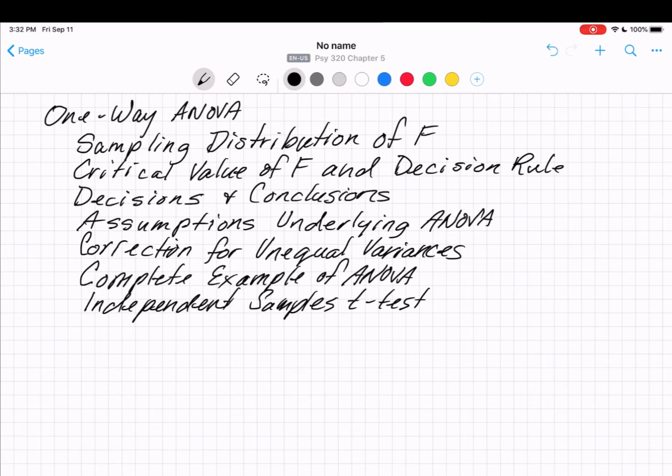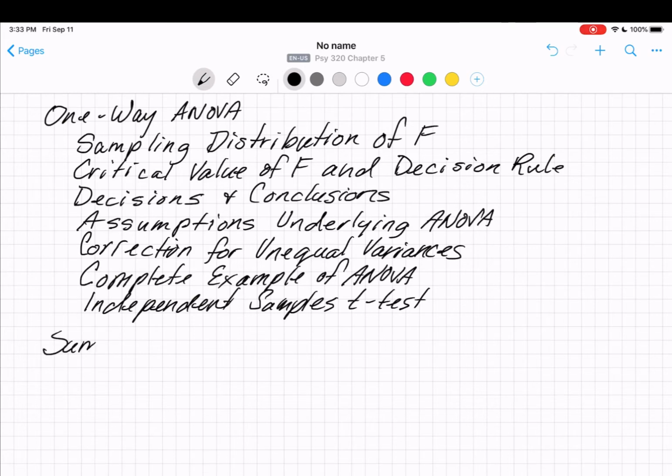And lastly, I'll talk about independent samples t-test, which is a mathematical equivalent to single-factor ANOVA when you only have two groups. Okay, so we have a lot to cover, but I hope that by the time we're done, you'll be a lot more clear about what exactly goes on in the F test, the analysis of variance. And it's really going to lay the foundation for all of the different types of hypothesis testing we're going to do this semester.